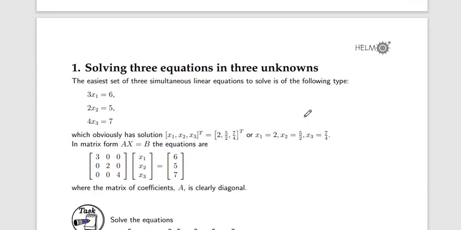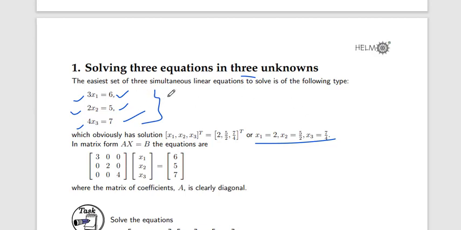So now first of all we will start with three unknowns but very simple equations. Here 3x1 is equal to 6, 2x2 is equal to 5, and 4x3 is equal to 7. Three equations, three unknowns. This is simple. If 3x1 is equal to 6, then x1 is equal to 2, x2 is equal to 5 by 2, and x3 is equal to 7 by 4. We easily find the solution.